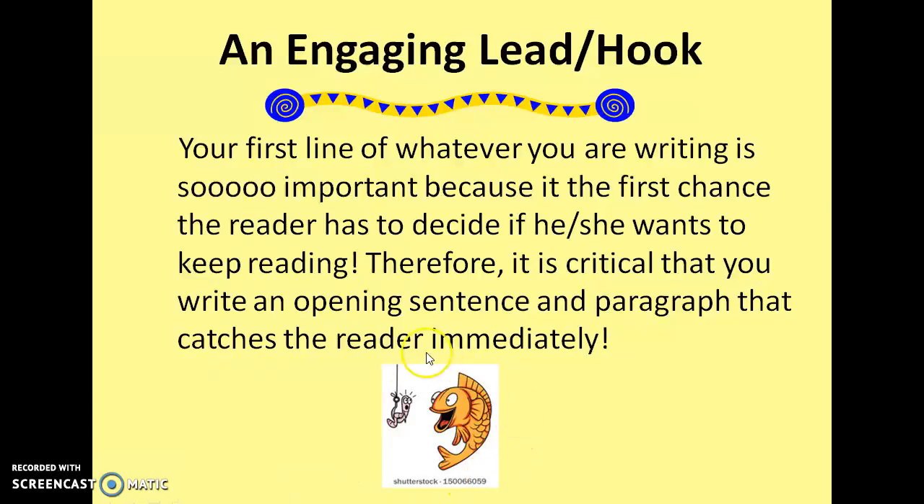Look at our little fish and hook icon down here. This is an example or a metaphor for what you're trying to do in your paper. The reader is the fish, and your actual first line and paragraph are that little worm on the hook. You want to catch the reader just like the catch to the hook is trying to catch the fish. It's also called a lead because this first sentence is leading you into your writing.